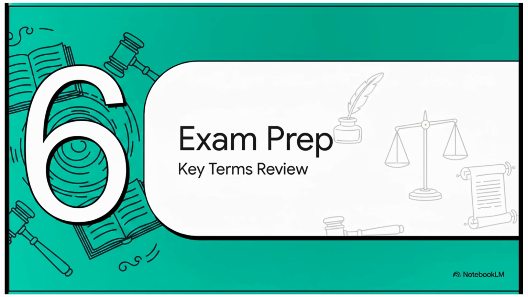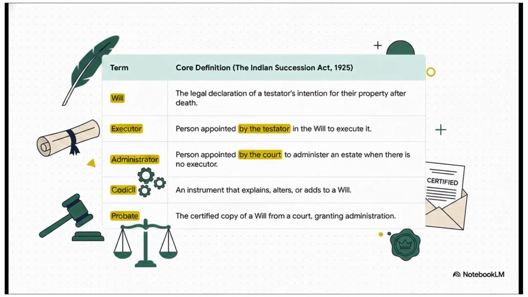Okay, we've covered a lot of ground. Let's pull it all together in a quick review to make sure these key distinctions are absolutely crystal clear for you. This table is a concise summary for your revision. Seriously, use it as a quick reference tool. Notice the emphasis we've put on who appoints and who grants authority, by the testator versus by the court. That's often where marks are won or lost.